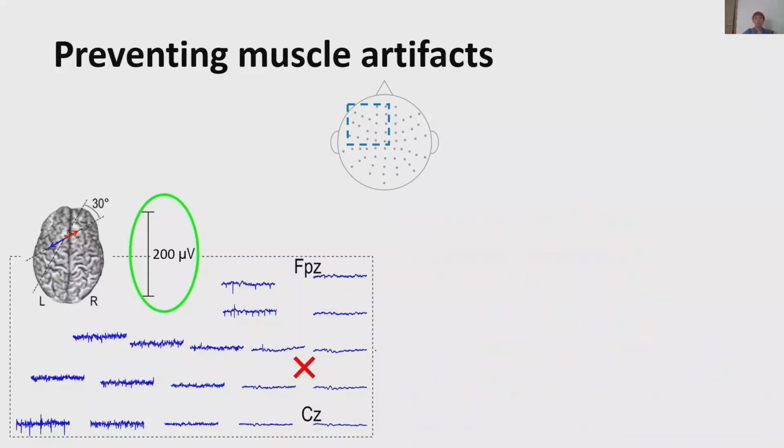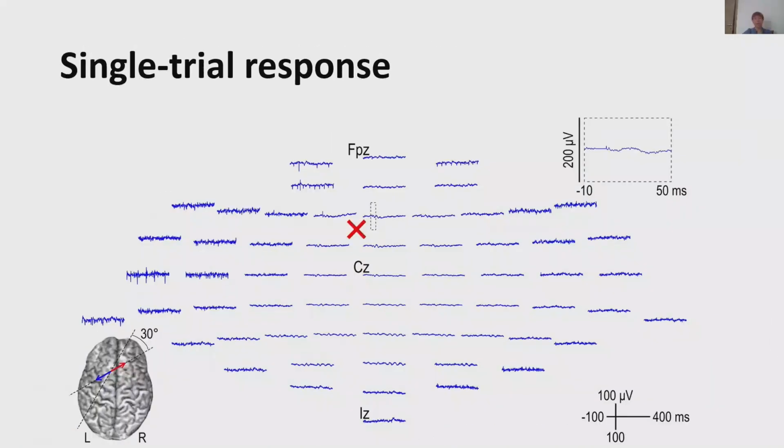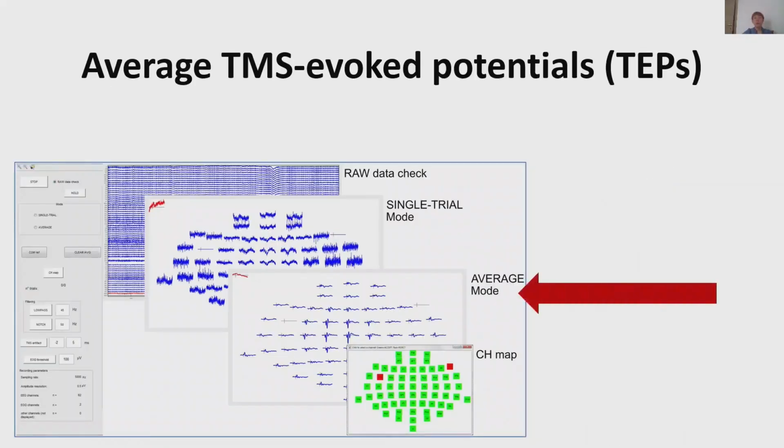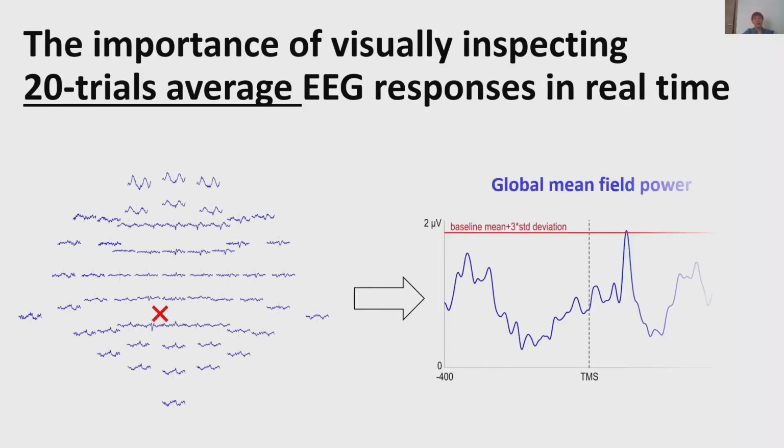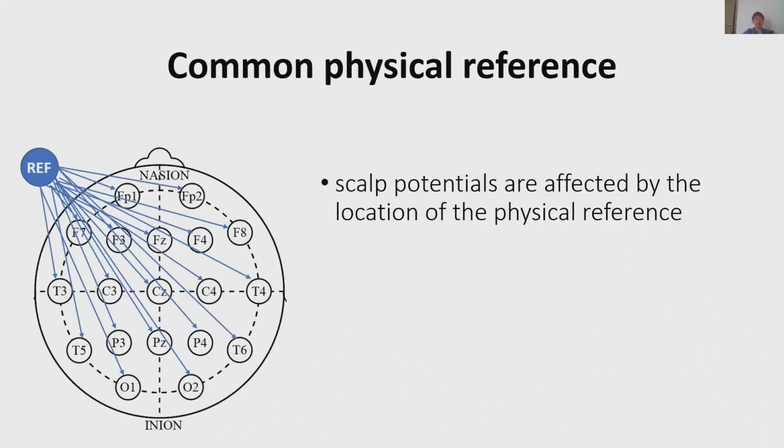Starting from this clean single trial, now it is important to be able to see also average responses in real time, because otherwise, if we are blind at this stage, we may record hundreds of trials, and then, after the analysis, we may realize that post-stimulus signal is not significantly different from baseline. But how should we look at average TMS evoked potentials?